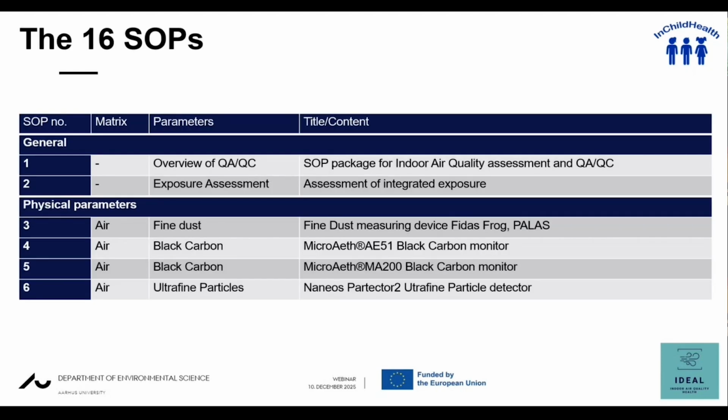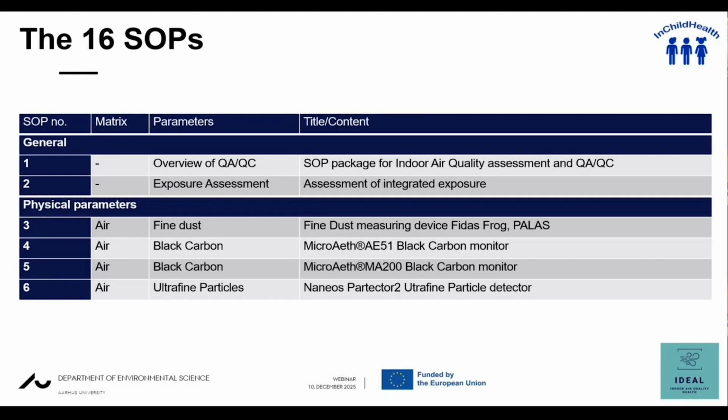So these next 3 slides, including this one, we will go through the complete overview of the 16 SOPs that we have in our InChildHealth package. The first 2 SOPs are in the general category, and they provide a framework with the overall quality assurance and quality control principles. And the second one guides the integrated exposure assessment. On the physical parameters, we have 4 more SOPs, which include the measurements for the fine dust, black carbon, that actually has 2 different instruments being used, and ultrafine particles.